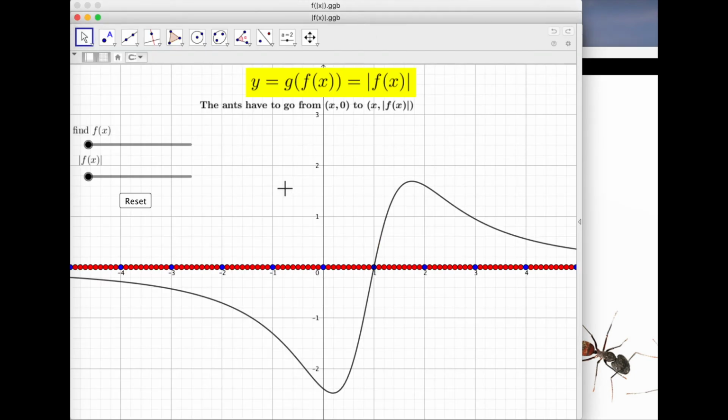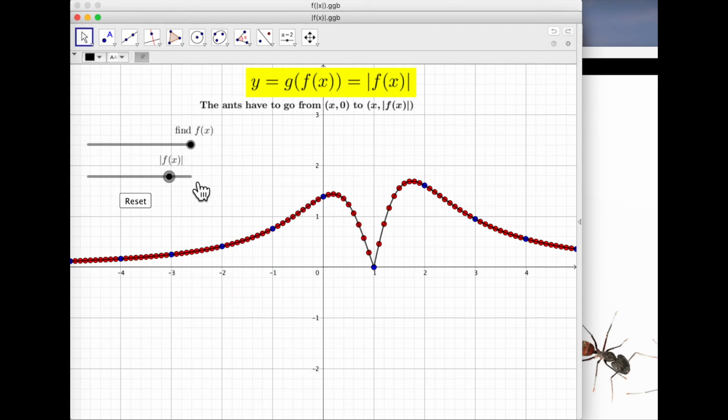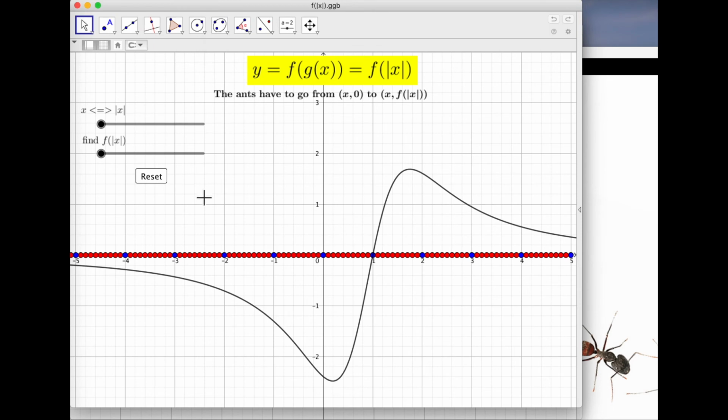So here's a simple case, mod of f of x. So the ants have to first of all sniff out the value of f, and then they have to take the modulus of their y value, which flips the graph up. So that's easy enough. Now let's look the other way around.